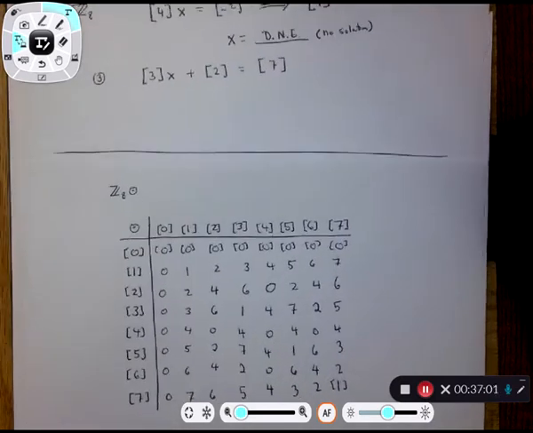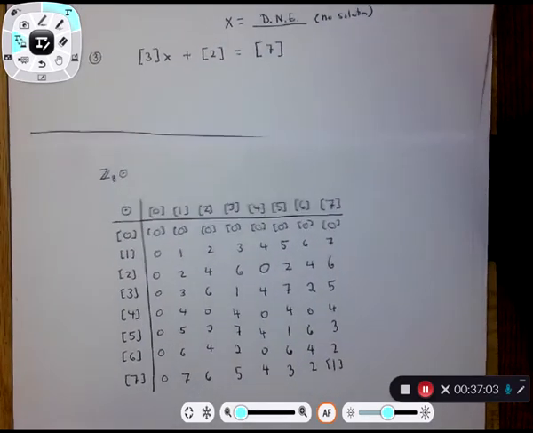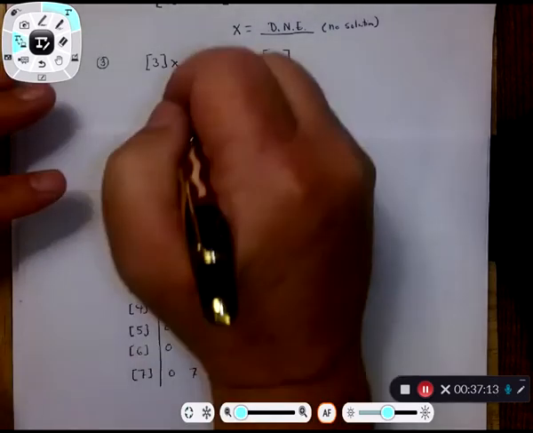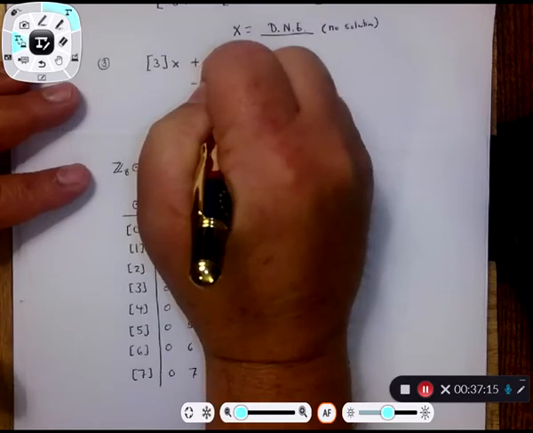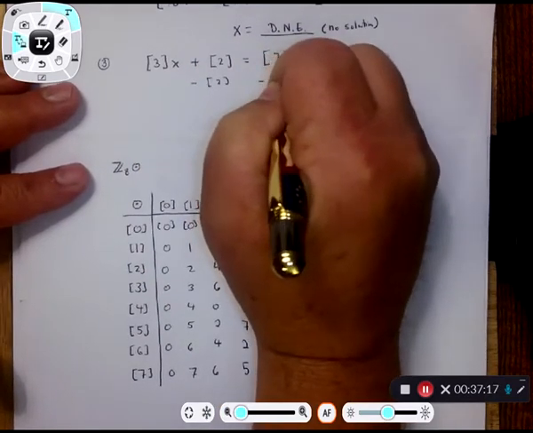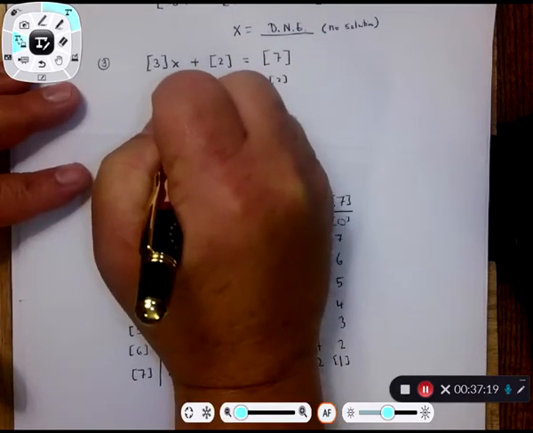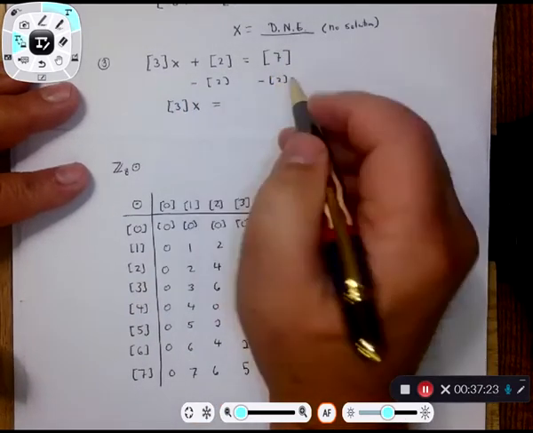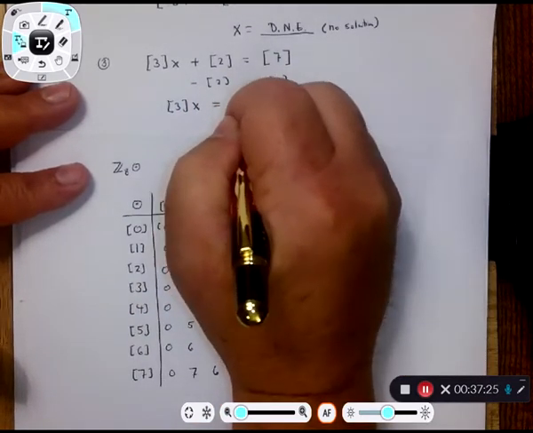So let's look at this one right here. Again, remaining in Z mod 8. Equivalence class 3 times x plus equivalence class 2 is equal to equivalence class 7. I'm going to solve for x by subtracting equivalence class 2 from both sides. So get my equivalence class 3 times x by himself. And that's equal to 7 minus 2 is 5.